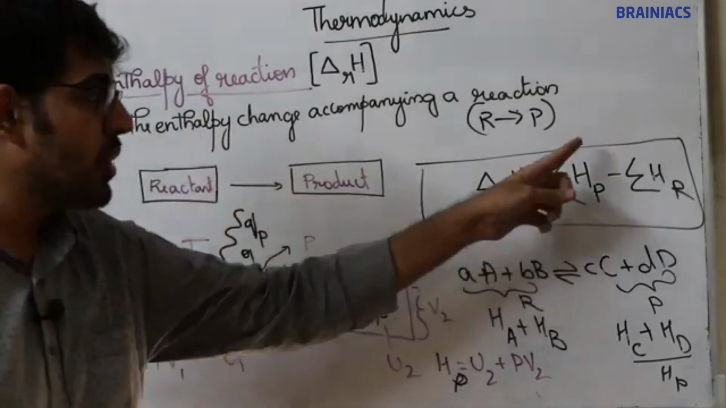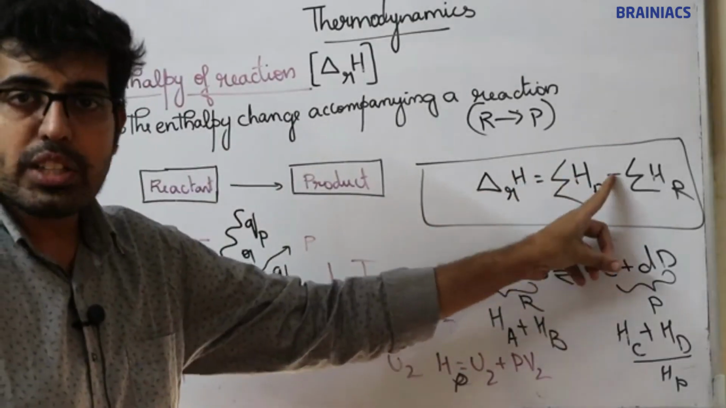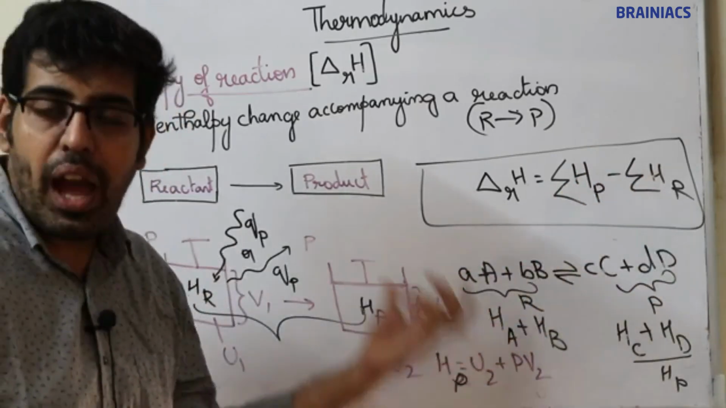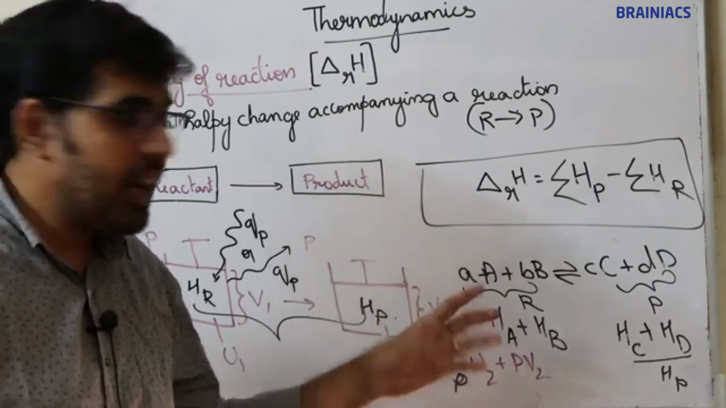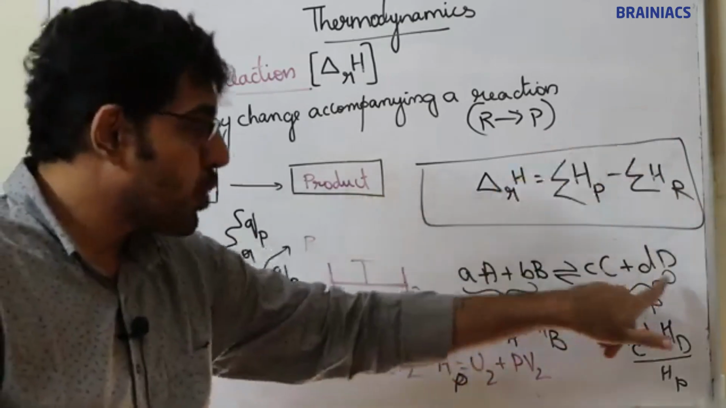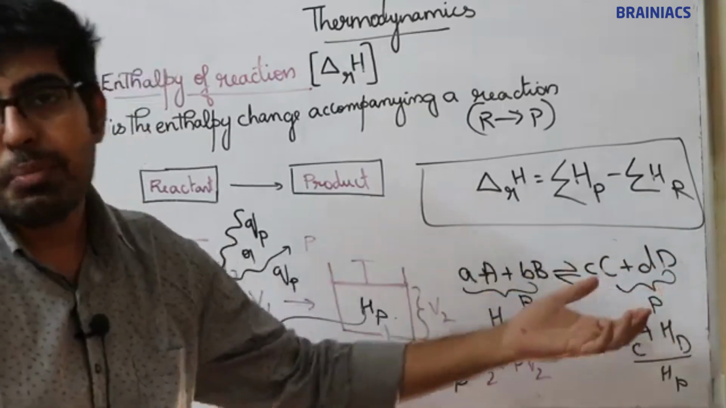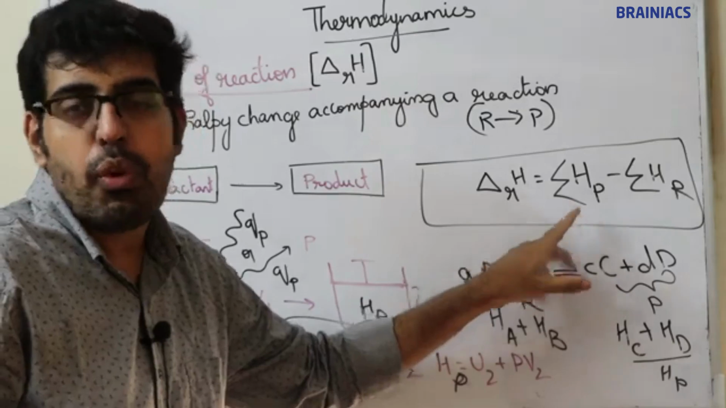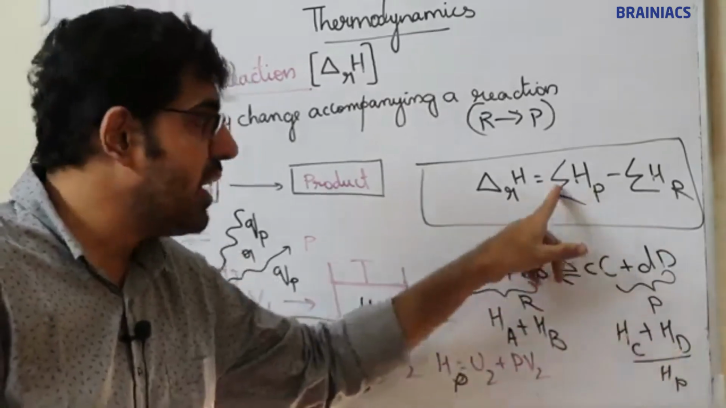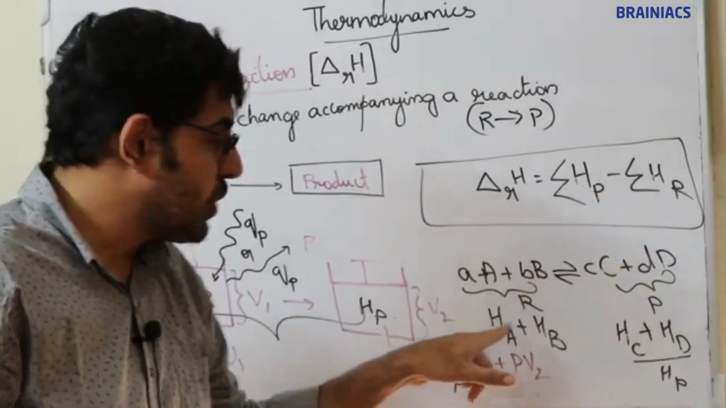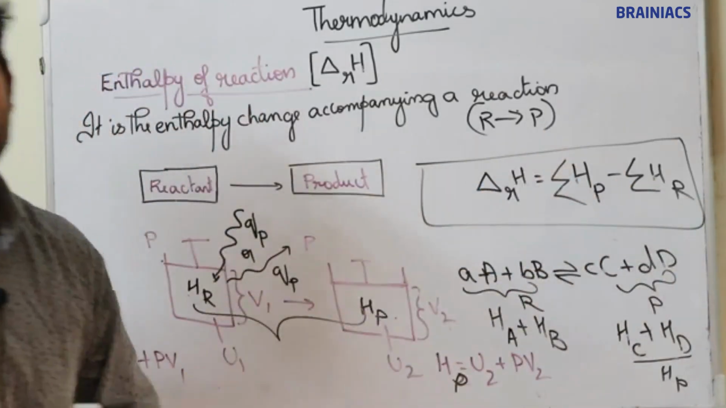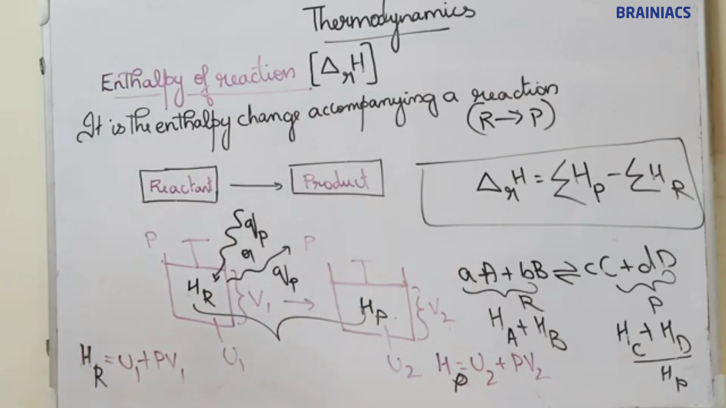Enthalpy of reaction is equal to the summation of enthalpy of products minus the summation of enthalpy of reactants. If there are two reactants, you have to add the enthalpies of both reactants. If there are two products, we have to add the enthalpies of both products. Summation indicates addition of enthalpies of all products. So enthalpy of reaction is the summation of enthalpy of products minus the enthalpy of reactants. I think it's clear.